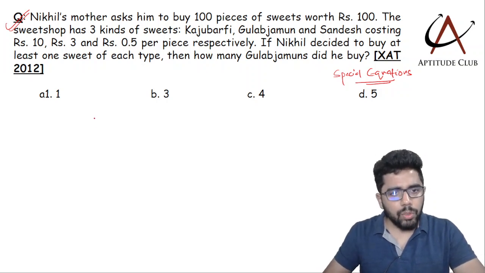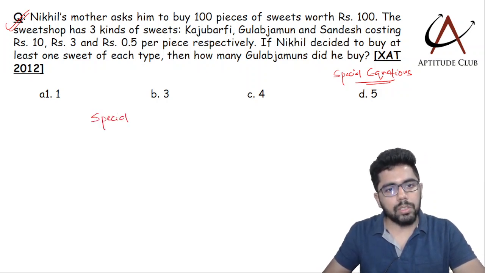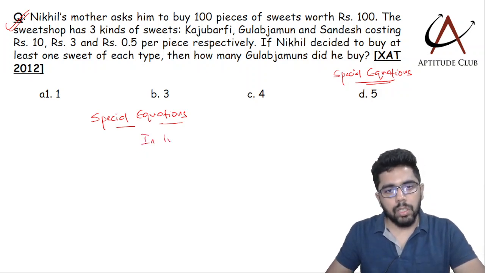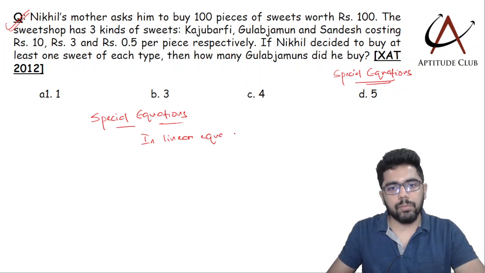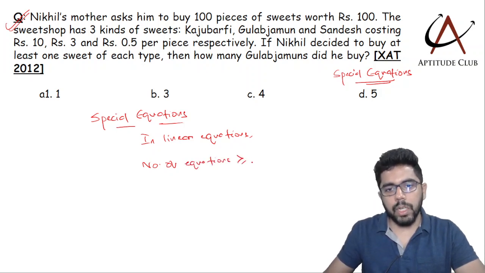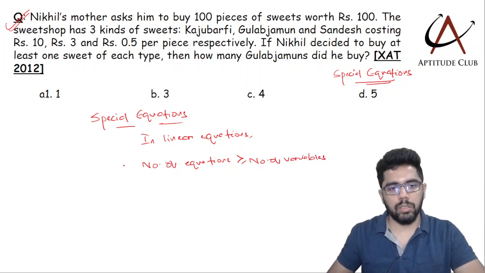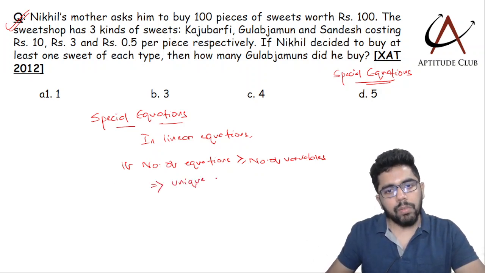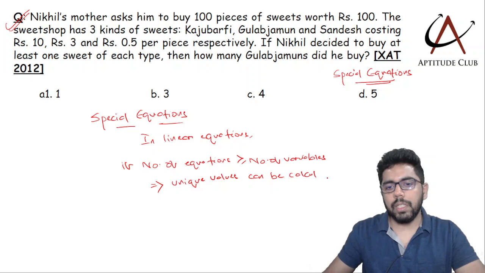I'll give you a little context. What are special equations? Whenever we are solving linear equations, the number of equations should be greater than or equal to the number of variables. This implies unique values can be calculated.